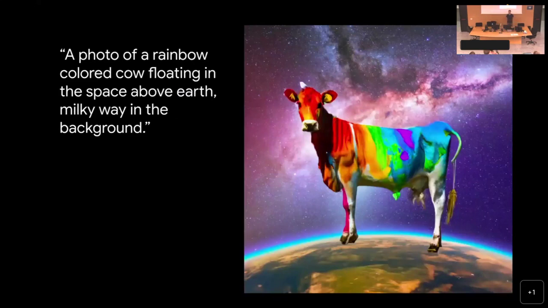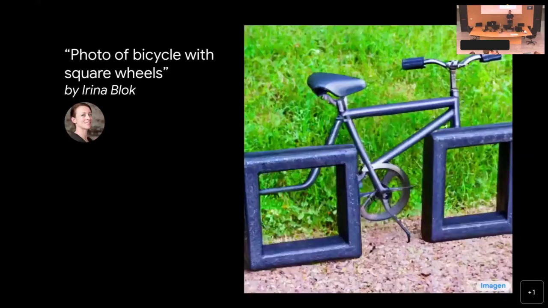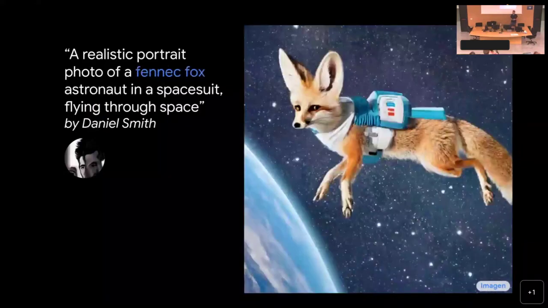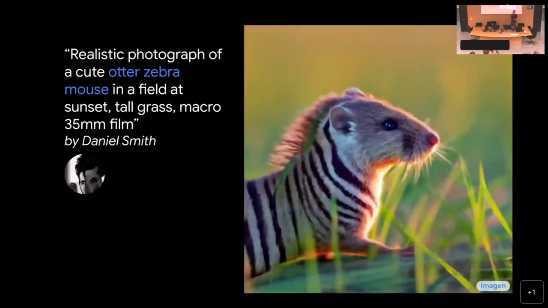It's able to combine concepts in quite crazy ways, like putting animals into space or generating objects that we don't think are part of the training data. This would be very impractical if you had a coffee cup with holes in it, or a bicycle with square wheels. That also doesn't seem very practical. More animals in space or in a sauna. Or also very realistic images where you could easily be mistaken that this would actually be just an image that some nature photographer took somewhere.